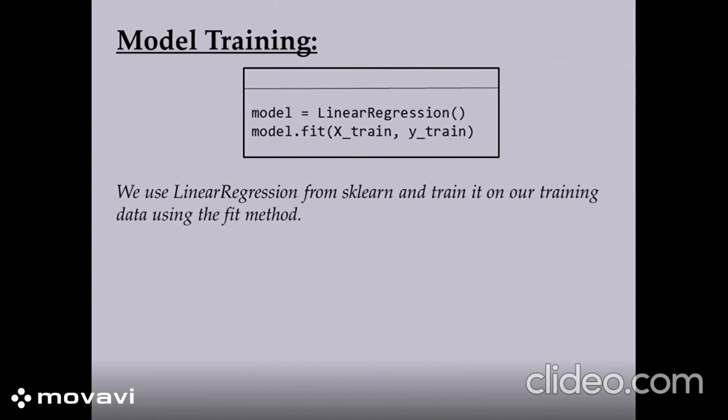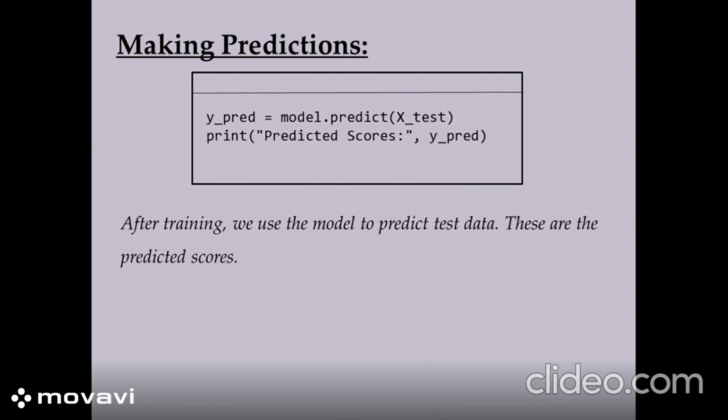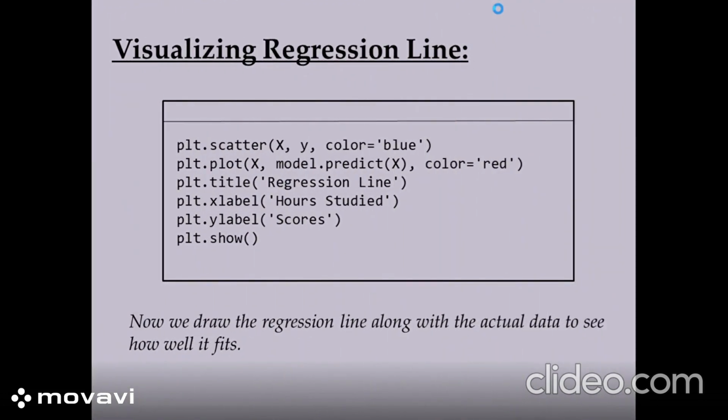Now we have created a linear regression model and trained it using the fit method. This is where the model learns the relationship between hours and scores. The model now learns slope and intercept using training data. It calculates the best fit line. Once trained, we use the model to predict scores for the test set and stored them in the y_pred variable. And then we have plotted the regression line using matplotlib functions.